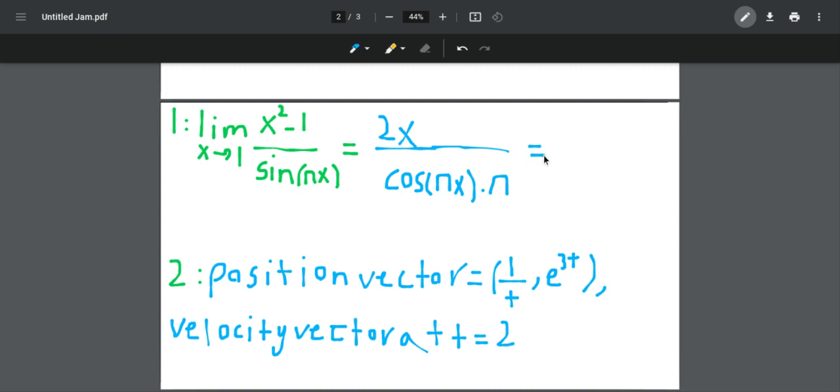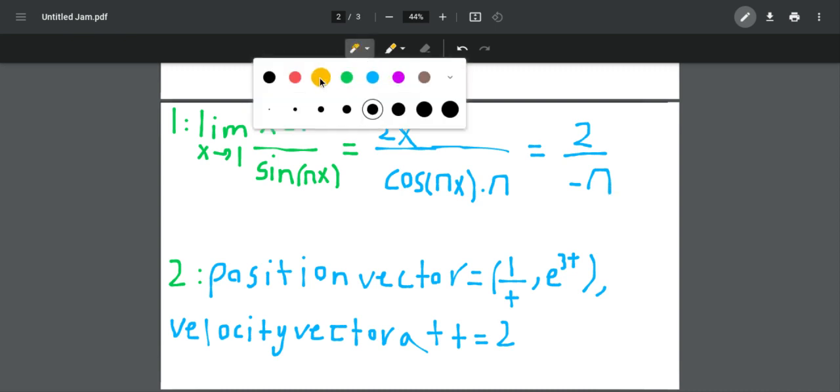Now we should evaluate the limit as x goes to 1. For the numerator, 2 times 1 is just 2. And then over cosine of pi, which is negative 1, times pi, we get 2 over negative pi. So we get 2 over negative pi as our answer.